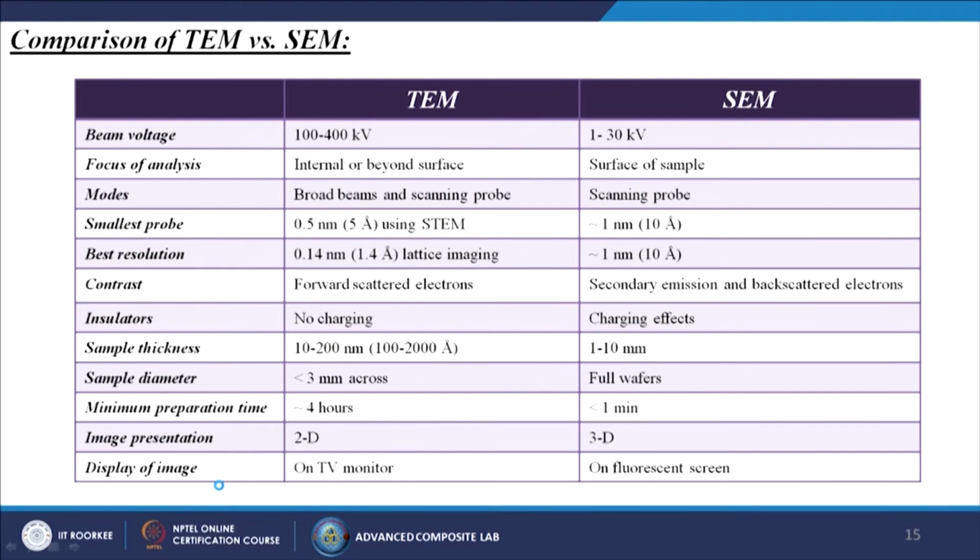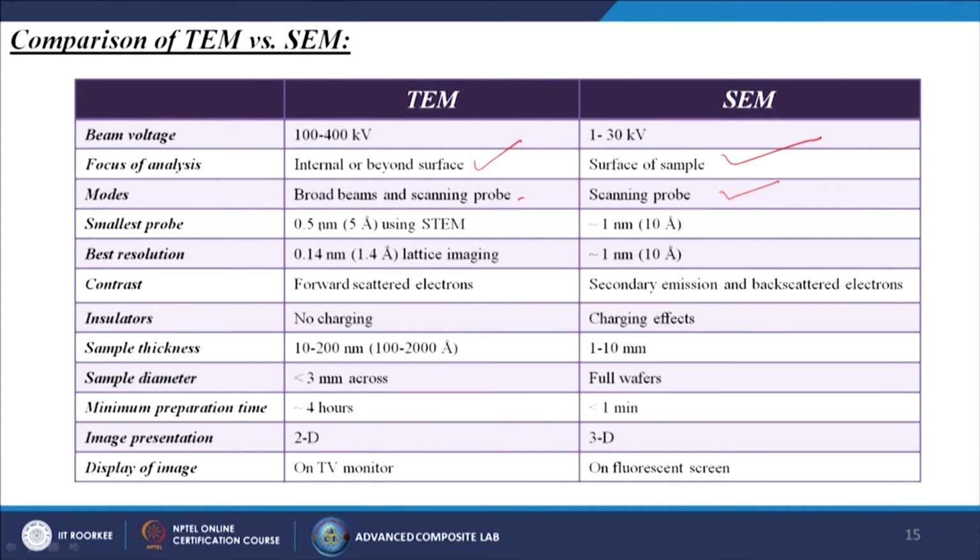Now, we are going to do the comparison study of TEM versus SEM. If we talk about the TEM, beam voltage is generally 100 to 400 kilovolt, in the case of SEM it is 1 to 30 kilovolt. Focus of analysis: for TEM it is internal, or maybe beyond the surface; for SEM it is the surface of the sample. Modes: broad beams and scanning probes; in this case it is only the scanning probe.